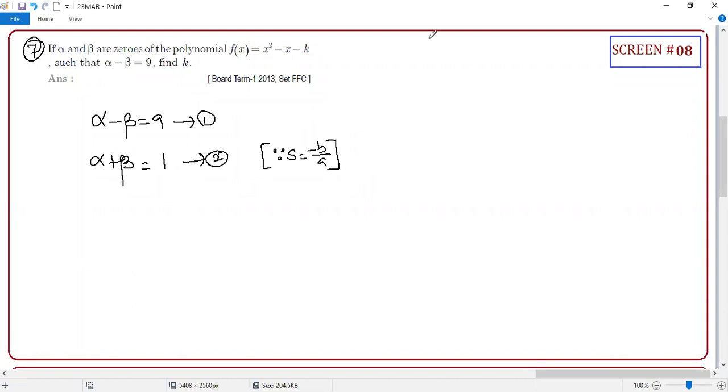So now how to solve? Very simple. Guys, the sum is 1 and the difference is 9. What are the two numbers, alpha and beta? You can go and solve. Okay, what is that? 2 alpha equal to what? 10. Alpha equal to what? 5. You got alpha, correct or not?